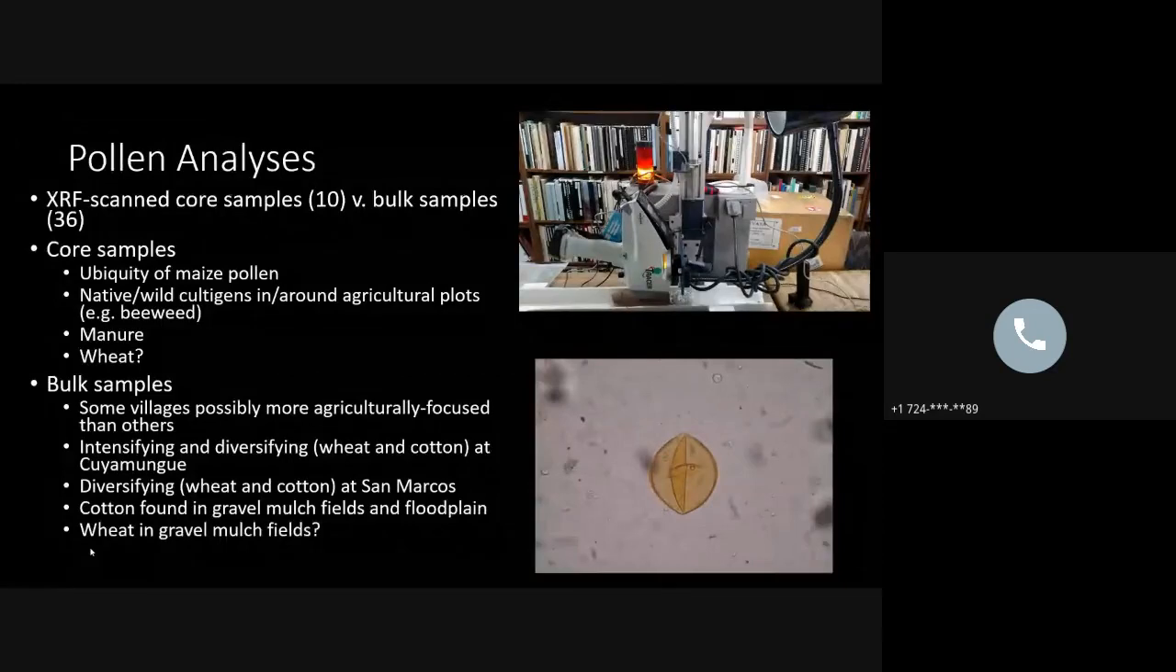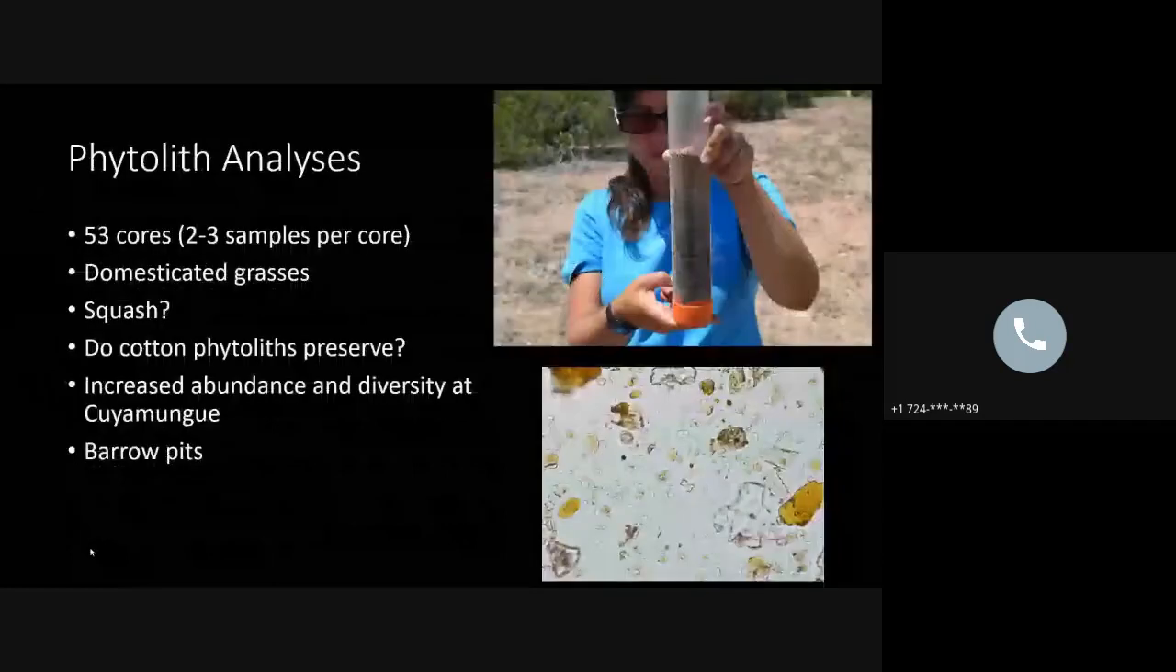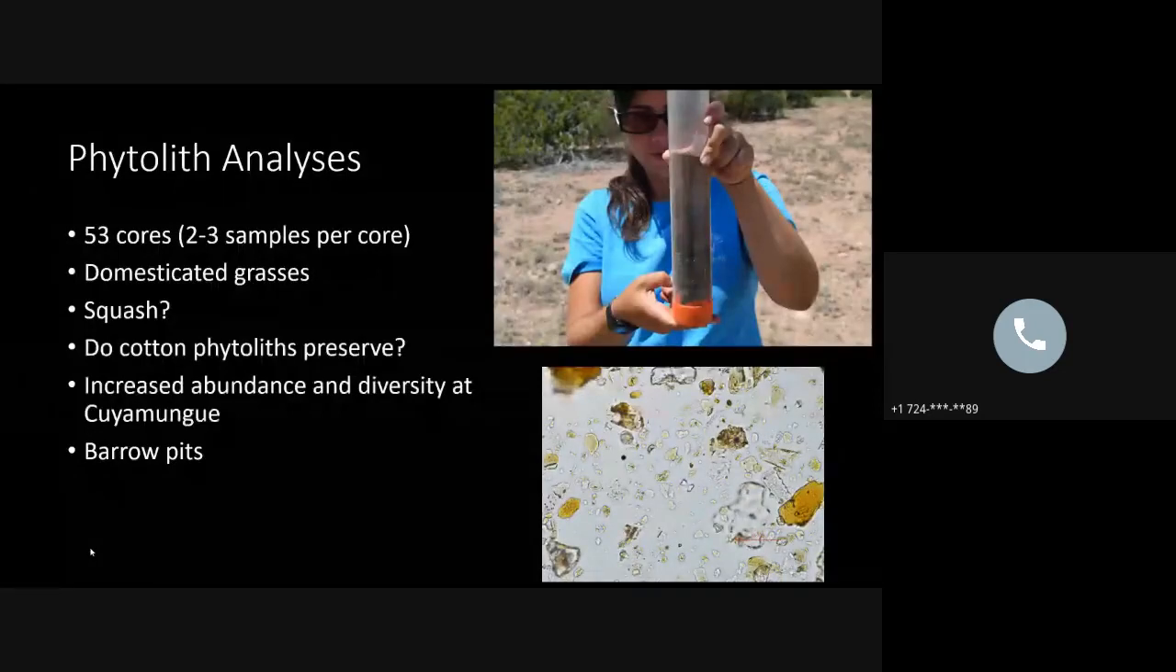So this is going to lead us to have to do some more thinking about what crops are grown in what field types. The phytoliths, we were able to analyze 53 cores. We took 2 to 3 samples per core. We're finding lots of evidence of domesticated grasses and potential squash phytoliths. And then cotton is a big question. It's hard to tell if cotton phytoliths preserve. There's not a lot of literature on them, so we're trying to better understand what the cotton phytoliths look like.